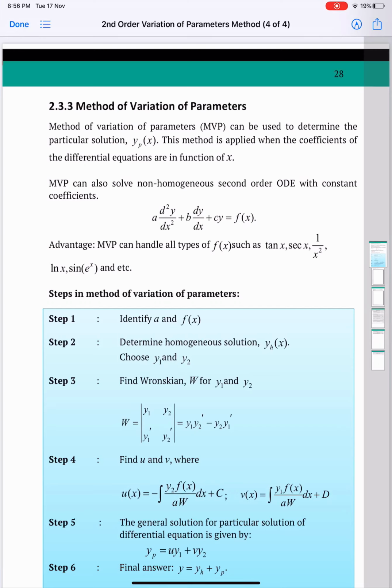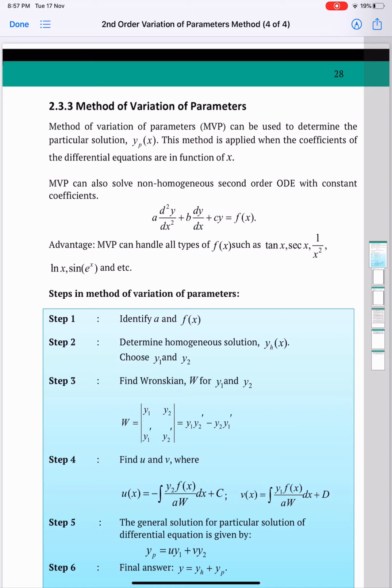To solve the second order linear ordinary differential equation, we have learned about the method of undetermined coefficients. However, there are four cases. The first case is when your f(x) is a polynomial, and the second case is when your f(x) is in terms of an exponential. The third case is when your f(x) is either cos or sine, and the fourth case is the addition of case 1, case 2, or case 3.